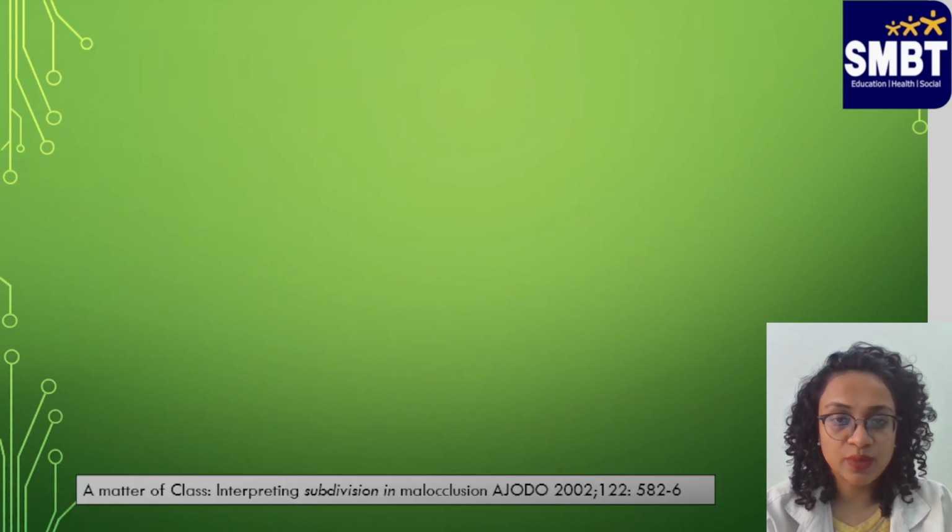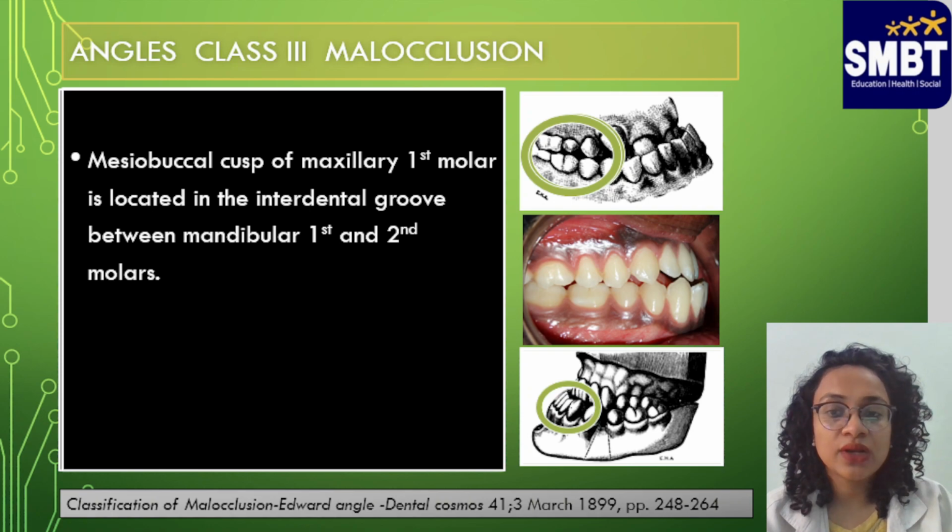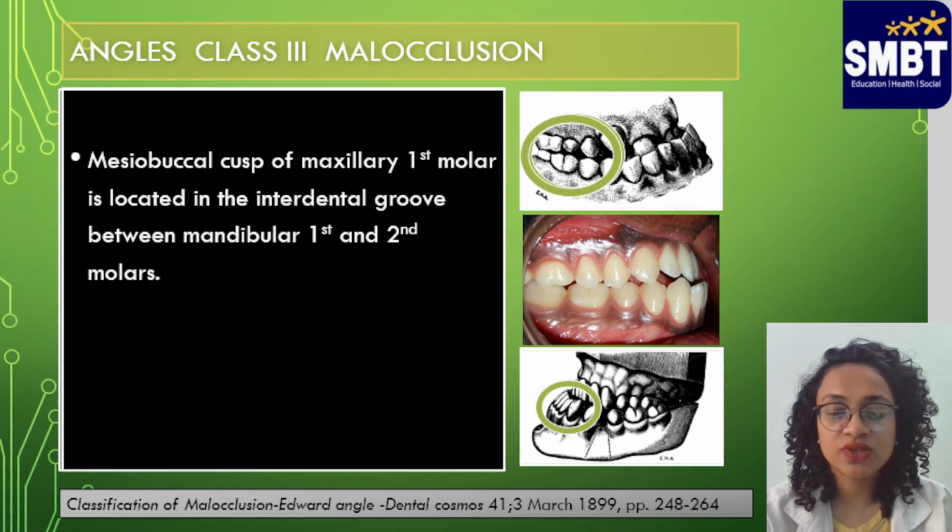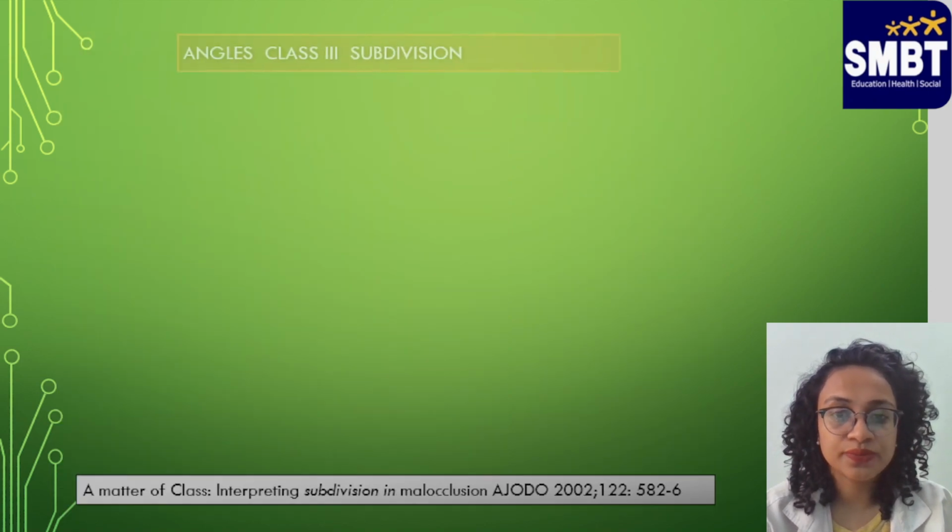Now Angle's class 3 malocclusion. We can see it in the diagram. It is nothing but when the mesiobuccal cusp of the maxillary first permanent molar is located in the interdental groove between the mandibular first and second molars. So the diagram in the middle itself shows that the mesiobuccal cusp is located in the interdental groove of the lower first and second molars, and we can also see the striking feature that the lower arch is much more forwardly placed as compared to the maxillary arch. So that's a striking feature of Angle's class 3 malocclusion.